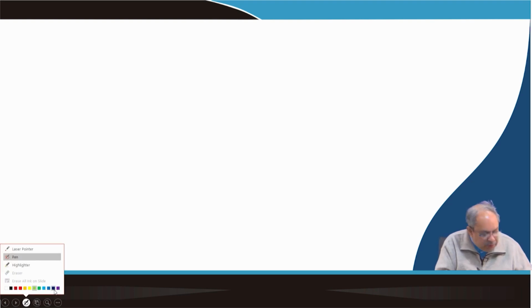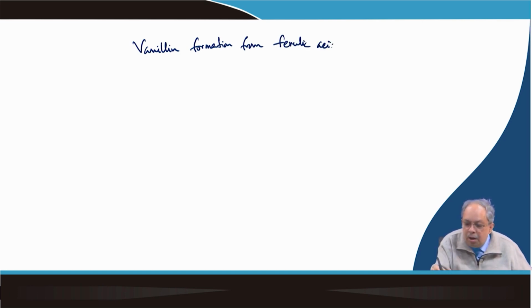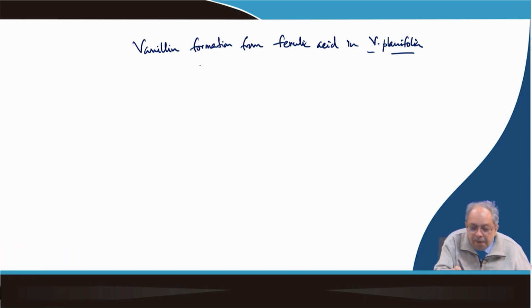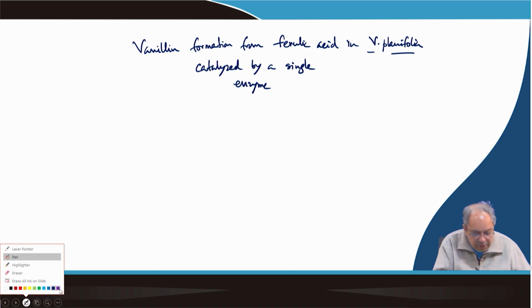So, this paper appeared in Nature Communications in the year of 2014, and they said vanillin formation from ferulic acid in Vanilla planifolia, and this is catalyzed by a single enzyme, and this enzyme they called vanillin synthase.